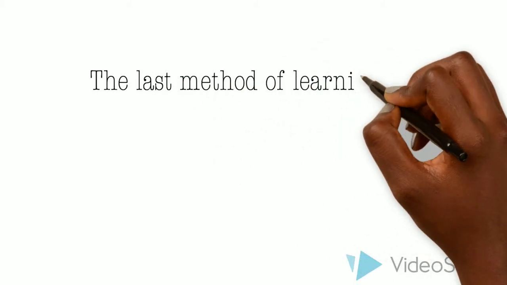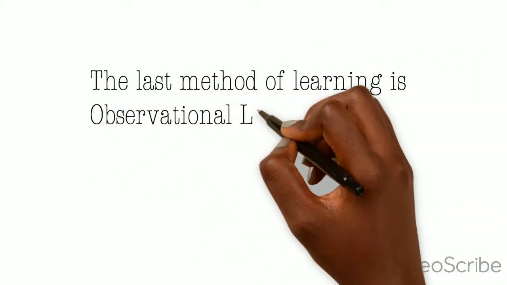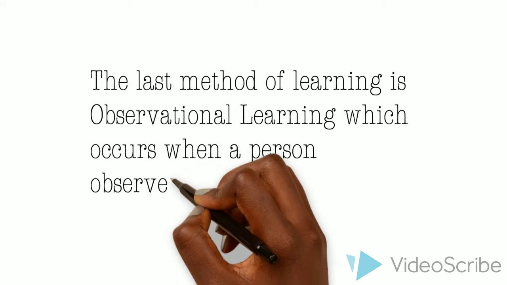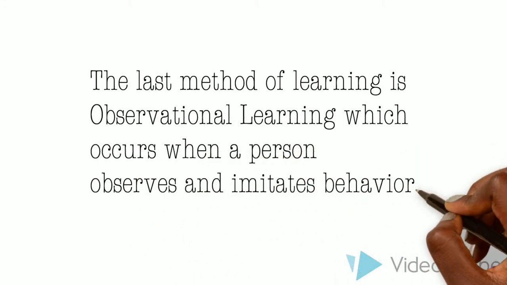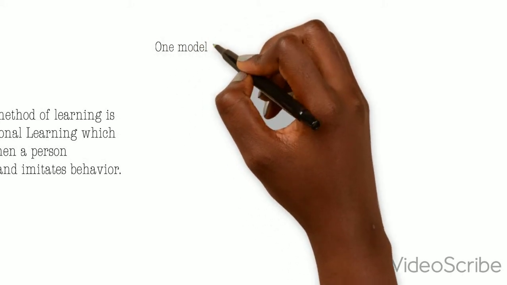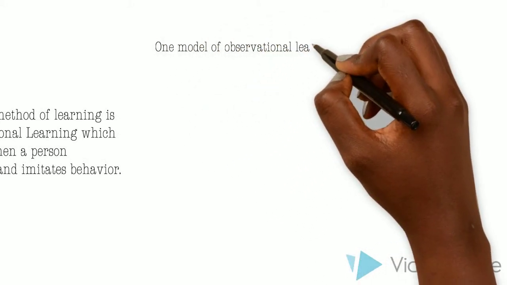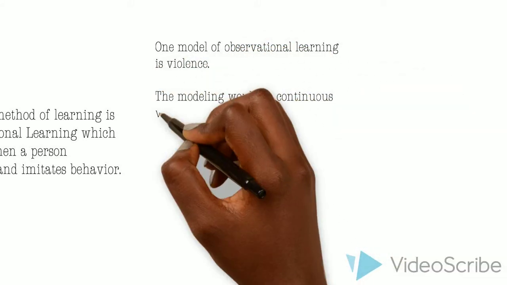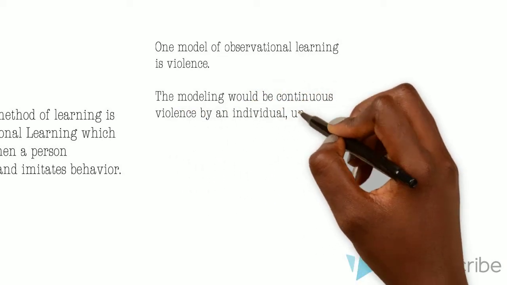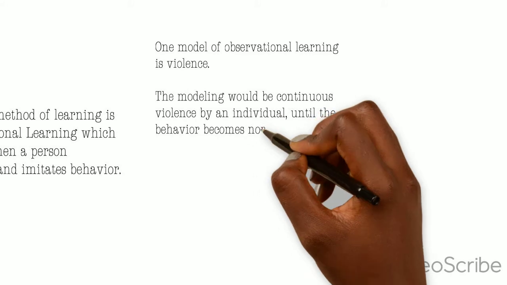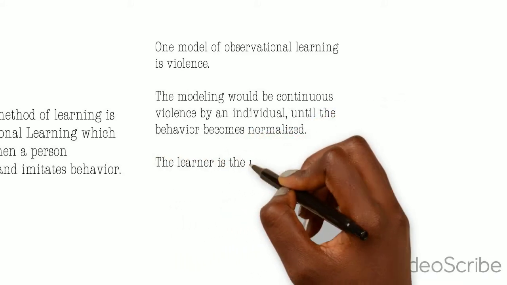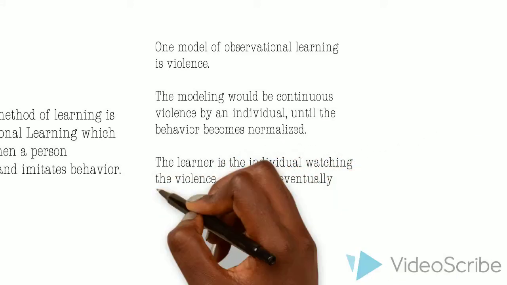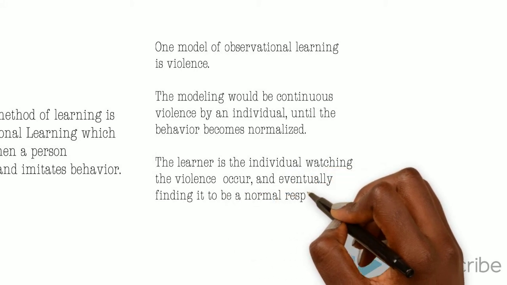The last method of learning is observational learning, which occurs when a person observes and imitates behavior. One model of observational learning is violence. The modeling would be continuous violence by an individual until the behavior becomes normalized. The learner is the individual watching the violence occur and eventually finding it to be a normal response.